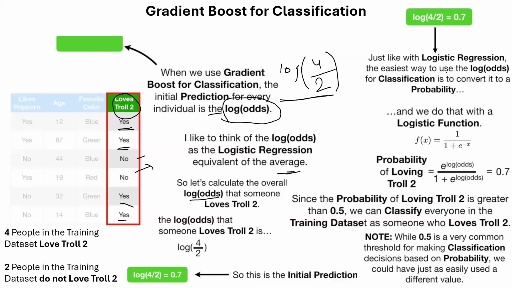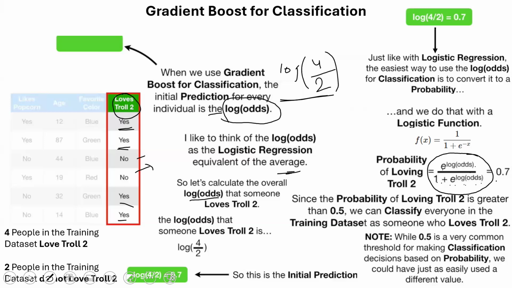Now this log of odds has to be converted to probability. How do you convert the log of odds to probability? This is the formula you use: e to the power of log of odds divided by 1 plus e to the power of log of odds. So e to the power of 0.7 divided by 1 plus e to the power of 0.7. It comes to somewhere close to 0.7. So now I set a threshold.